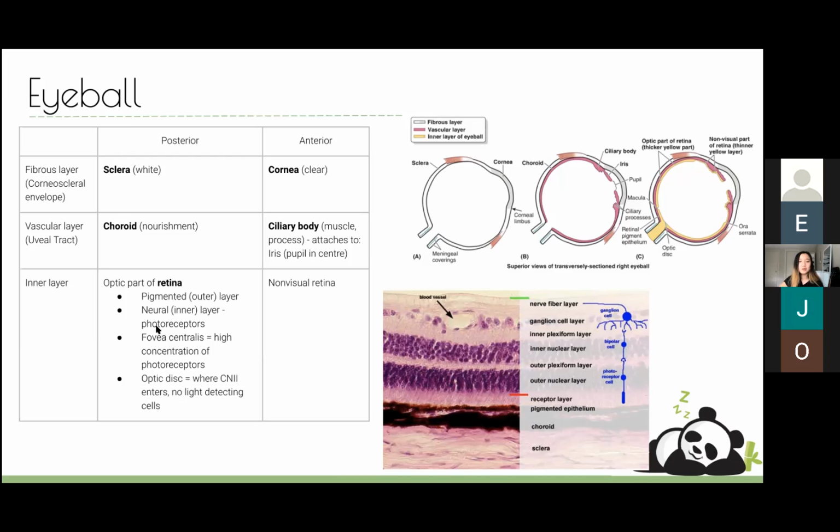You've also got some special parts of the retina. So you've got your fovea, which has high concentrations of photoreceptors, and your optic disc, where your cranial nerve 2 enters, and so there are no light detecting cells there.